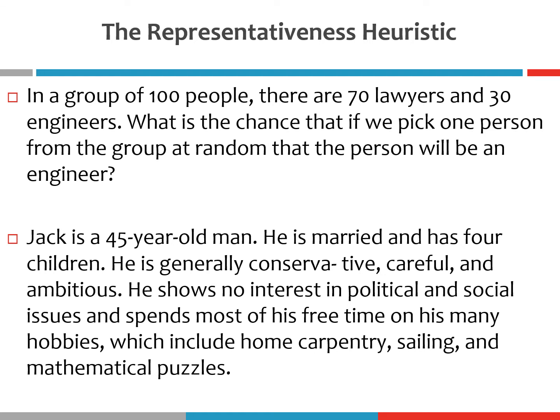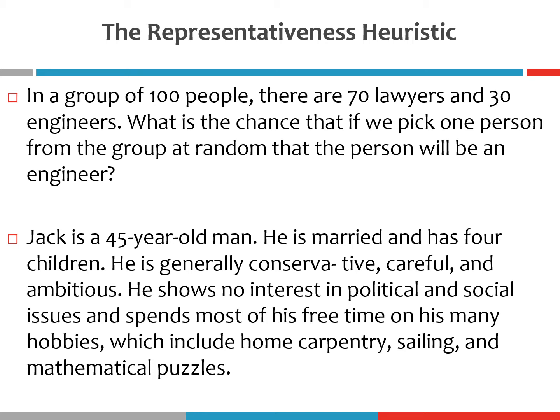So in addition to the top description, participants were given this scenario, which says, Jack is a 45-year-old man. He is married and has 4 children. He is generally conservative, careful, and ambitious. He shows no interest in political and social issues and spends most of his free time on his many hobbies, which include home carpentry, sailing, and mathematical puzzles. Right? So adding this description causes many participants to greatly increase their estimate of the chances that the randomly picked person, Jack in this case, was an engineer, right?